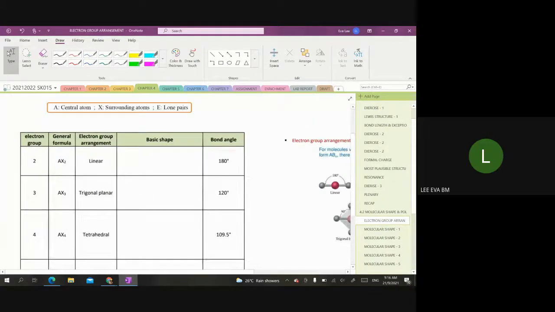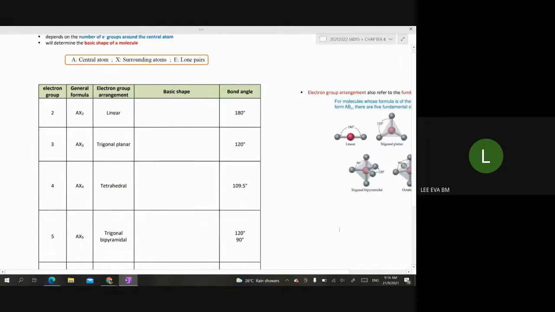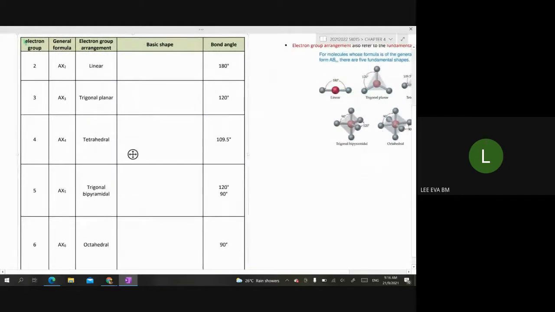Okay. Kalau tak ada, kita proceed kepada lukisan. So why madam want you to recognize electron groups: if you look at the table over here, we have 5 electron groups only, from 2, 3, 4, 5, 6. In total, there are 5 electron groups only, up until 6. Satu kita tak kira, kita start daripada 2 electron group.